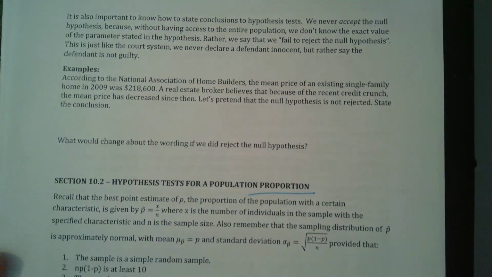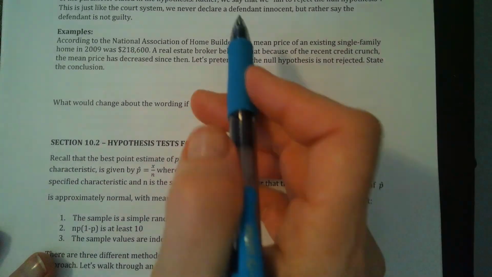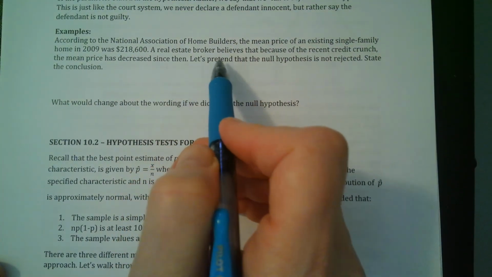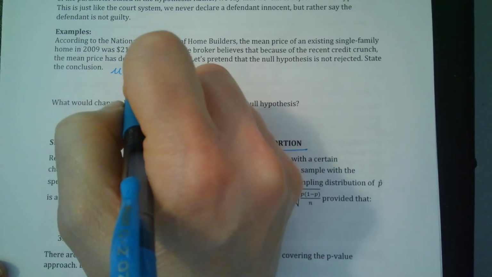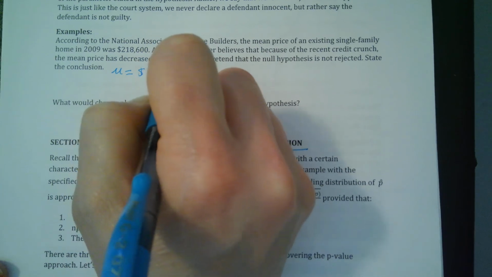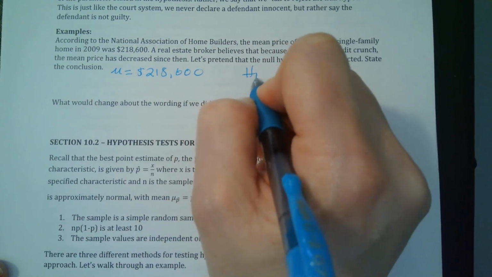So for example, the same question we've been dealing with, the mean home prices. Let's pretend the null hypothesis is not rejected. Let me one more time repeat what the null was and our alternate.